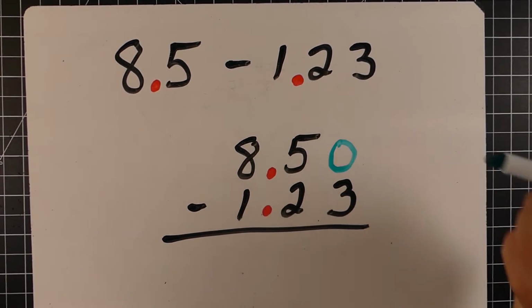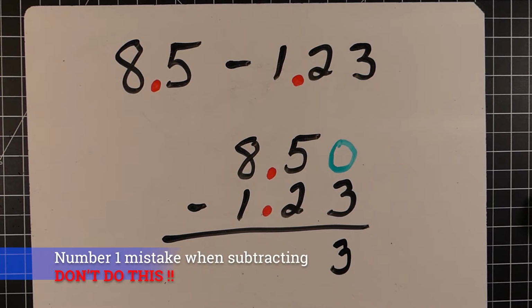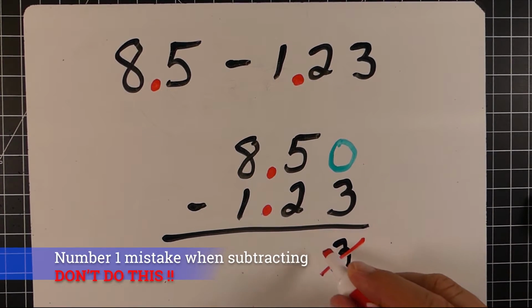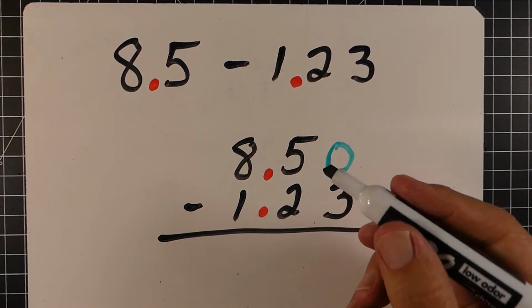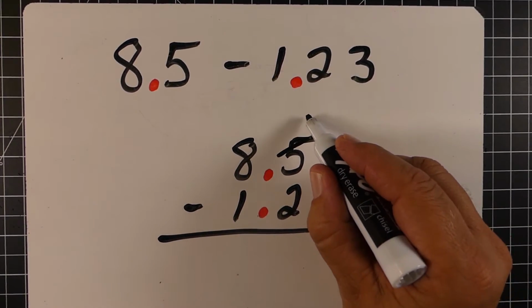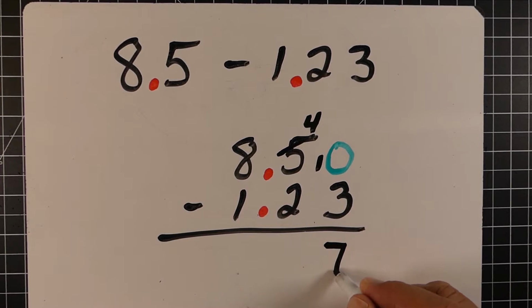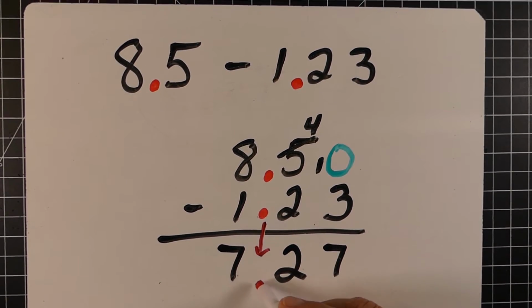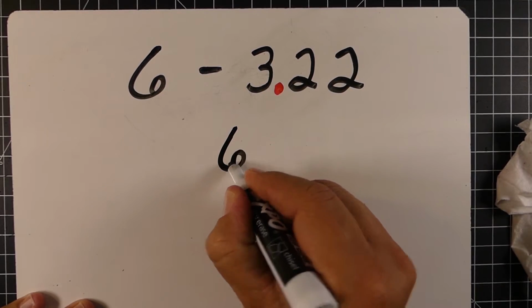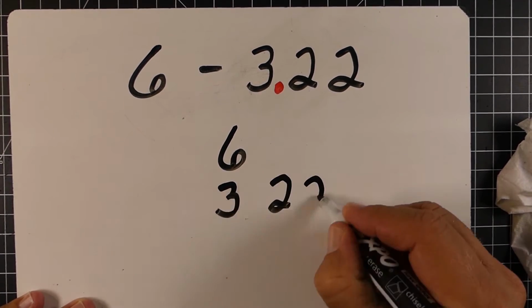What they'll want to do is bring the 3 straight down. Don't do that. You're taking 3 away from something, so you're going to have to borrow from the 5, make it a 10, and now we can subtract. So you get 7.27.